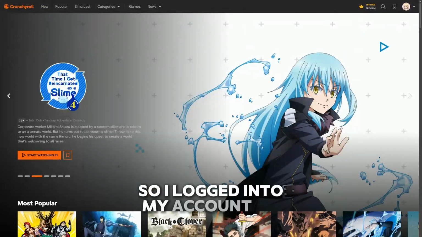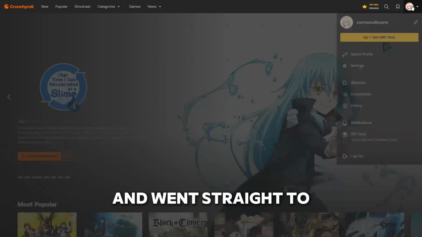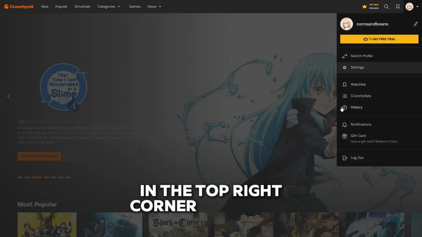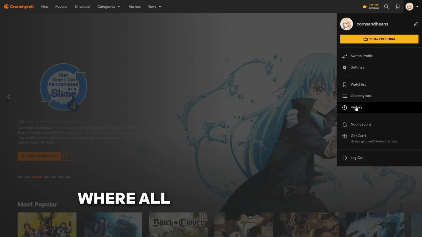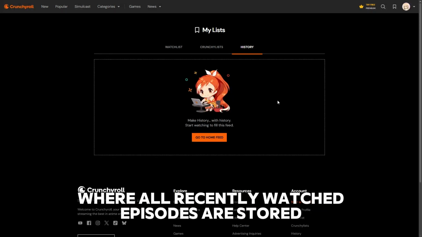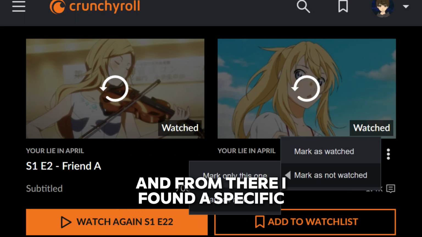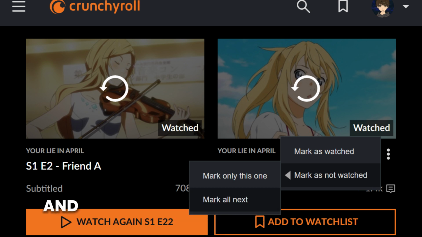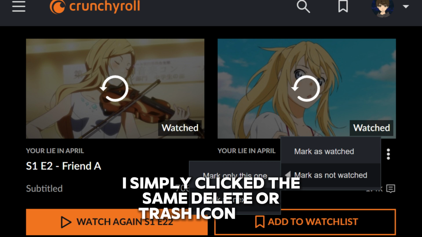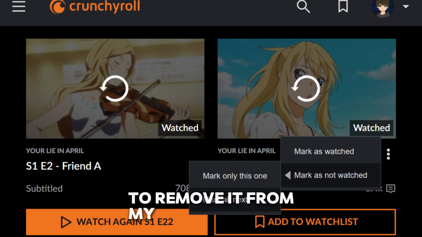So I logged into my account on the website and went straight to my profile in the top right corner, then opened the history section where all recently watched episodes are stored. And from there, I found a specific show I wanted to reset, and instead of rewatching anything, I simply clicked the same delete or trash icon next to it to remove it from my watch history.